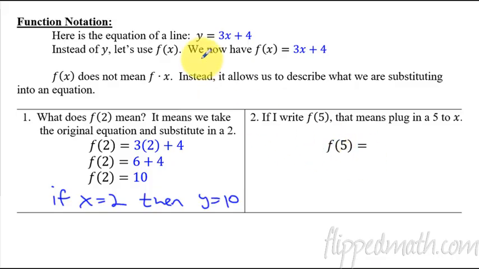So here, I'm not going to go through plugging it all in, but if we have f of 5, then we'd get f of 5 equals 19. I already did this one out, so I know that it equals 19. So again, that just means that x equals 5 and y equals 19. Or in other words, we could write a coordinate point of (5, 19).